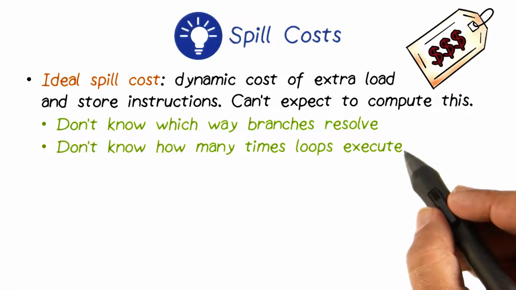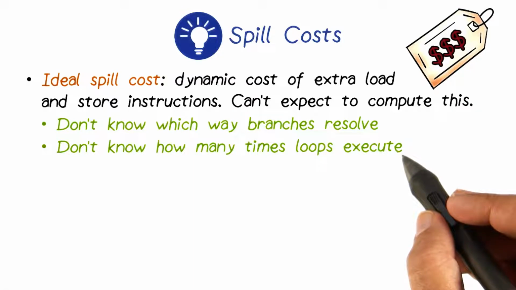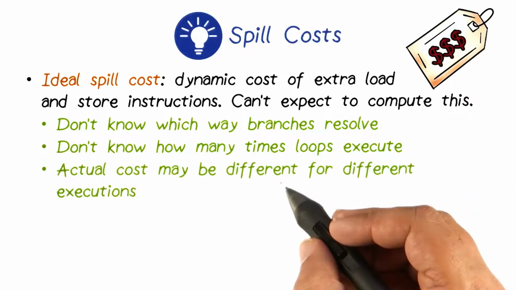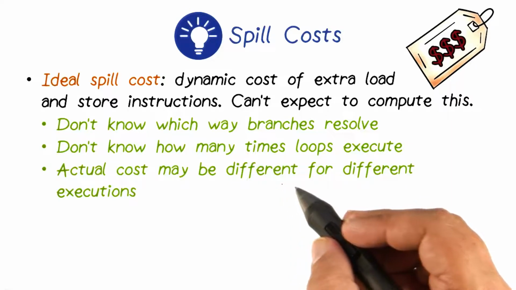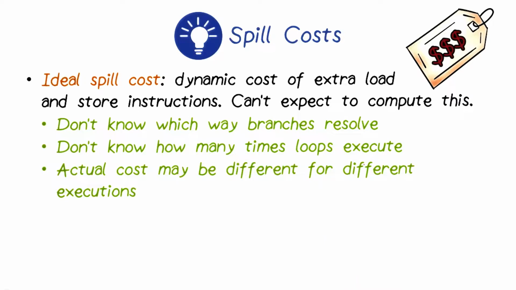A second reason could be that loads and stores are inside loops, which is a very common occurrence. We don't know how many times the loop will execute, and therefore we will not know how many times those loads and stores will execute. Third, the execution cost, or the number of times the load or store executes, may be sensitive to input data and will be different for different executions.